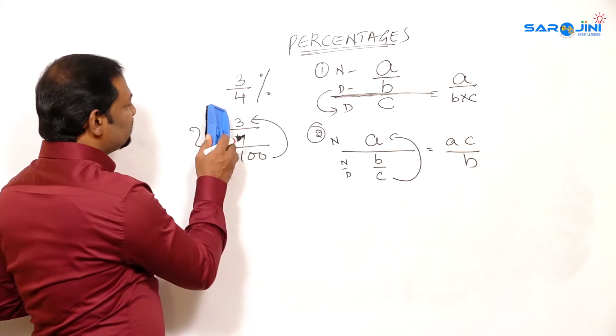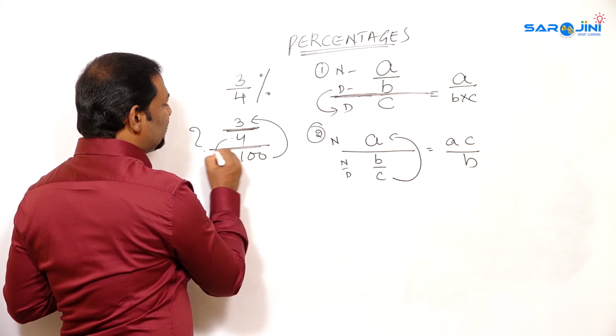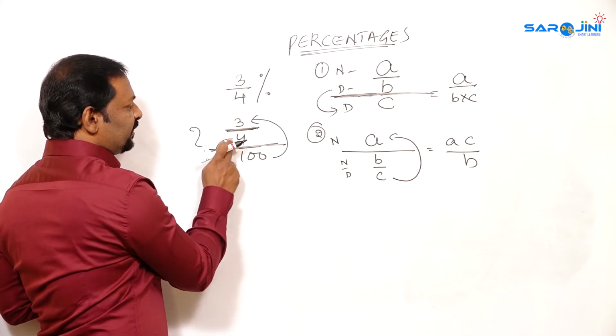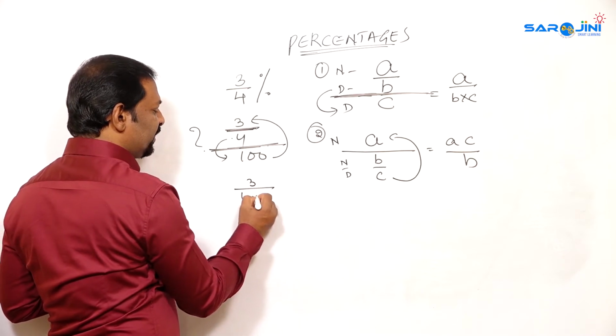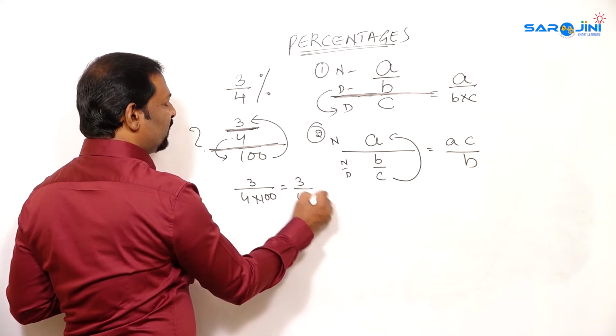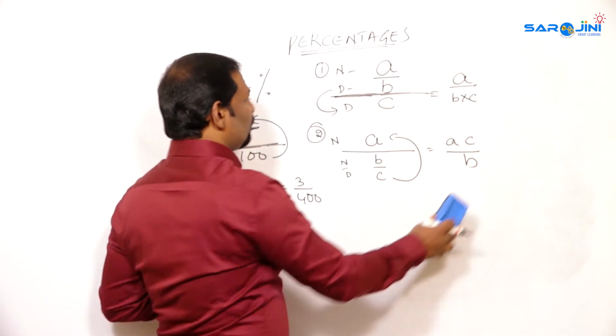This is the only difference you have to learn. Similarly, here 3/4 is one part, whole divided by 100. So numerator and denominator, again denominator. So we can write 3/4 into 100, that is 3/400. Okay.